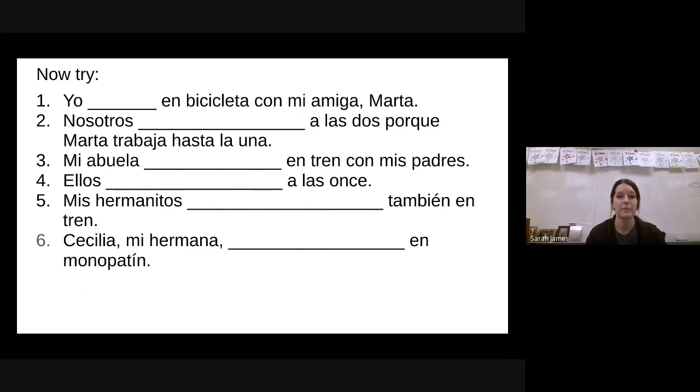Number 3, my grandma's coming on a train with my parents. That should be viene with the stem change. Number 4, they are coming at 11. That should be vienen. Number 5, my little brothers or little siblings are coming also on a train. That should be also vienen. And then 6, Cecilia, my sister, is coming on her skateboard. So that should be viene. Okay, I'm going to move on again.